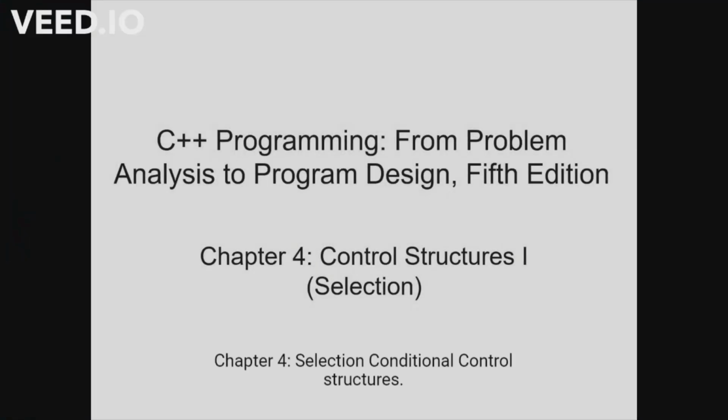Chapter 4, Selection, Conditional Control Structures. In this chapter, we're going to learn about conditional control structures, examine the relational and logical operators, explore how to form and evaluate logical or Boolean expressions, and make use of the selection control structures such as if-else and switch in a program.